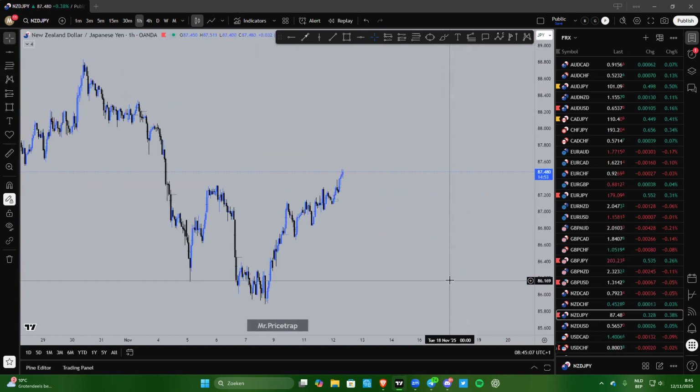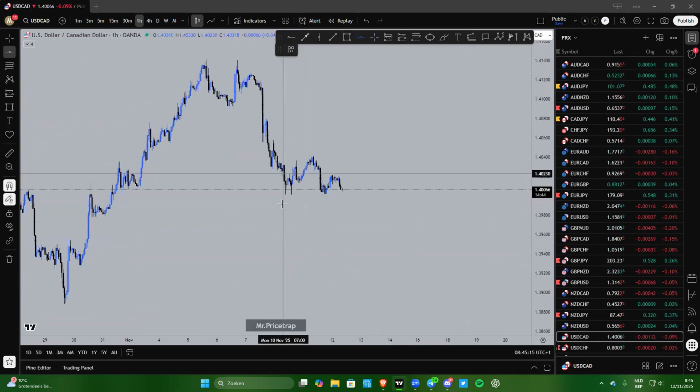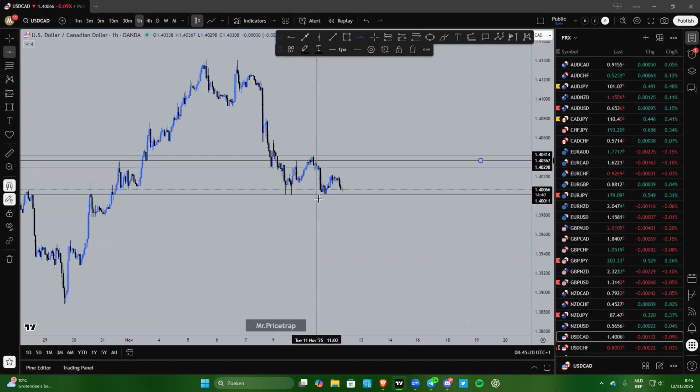Hence the JPY, also an idea from yesterday. Breakout retest, going in direction. That's also a good one here. Pretty simple.